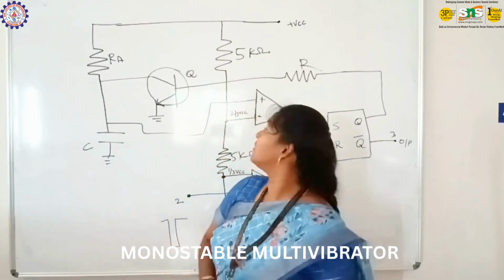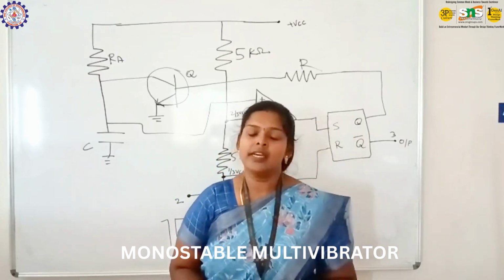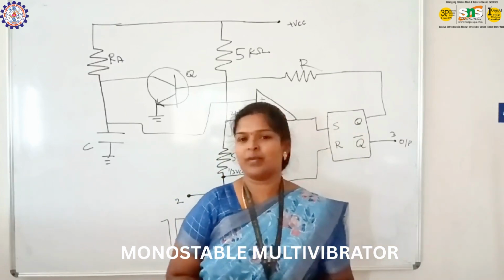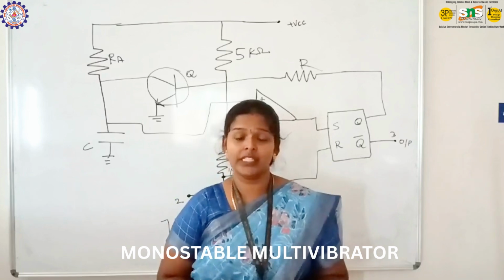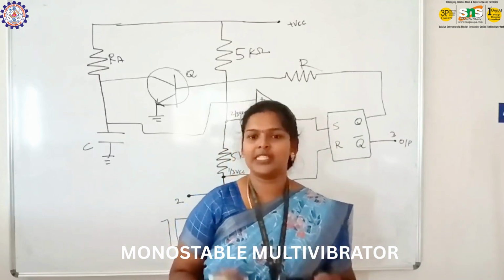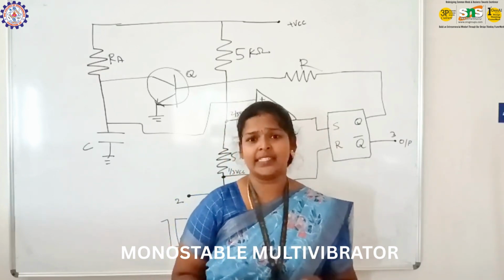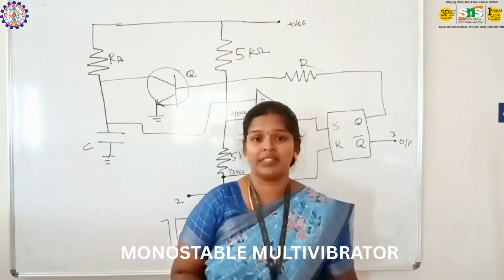So today's topic is Monostable Multivibrator. It is also called a one-shot multivibrator. It has two states. One is the stable state, and the other is the quasi-state. This quasi-state is also called the unstable state.